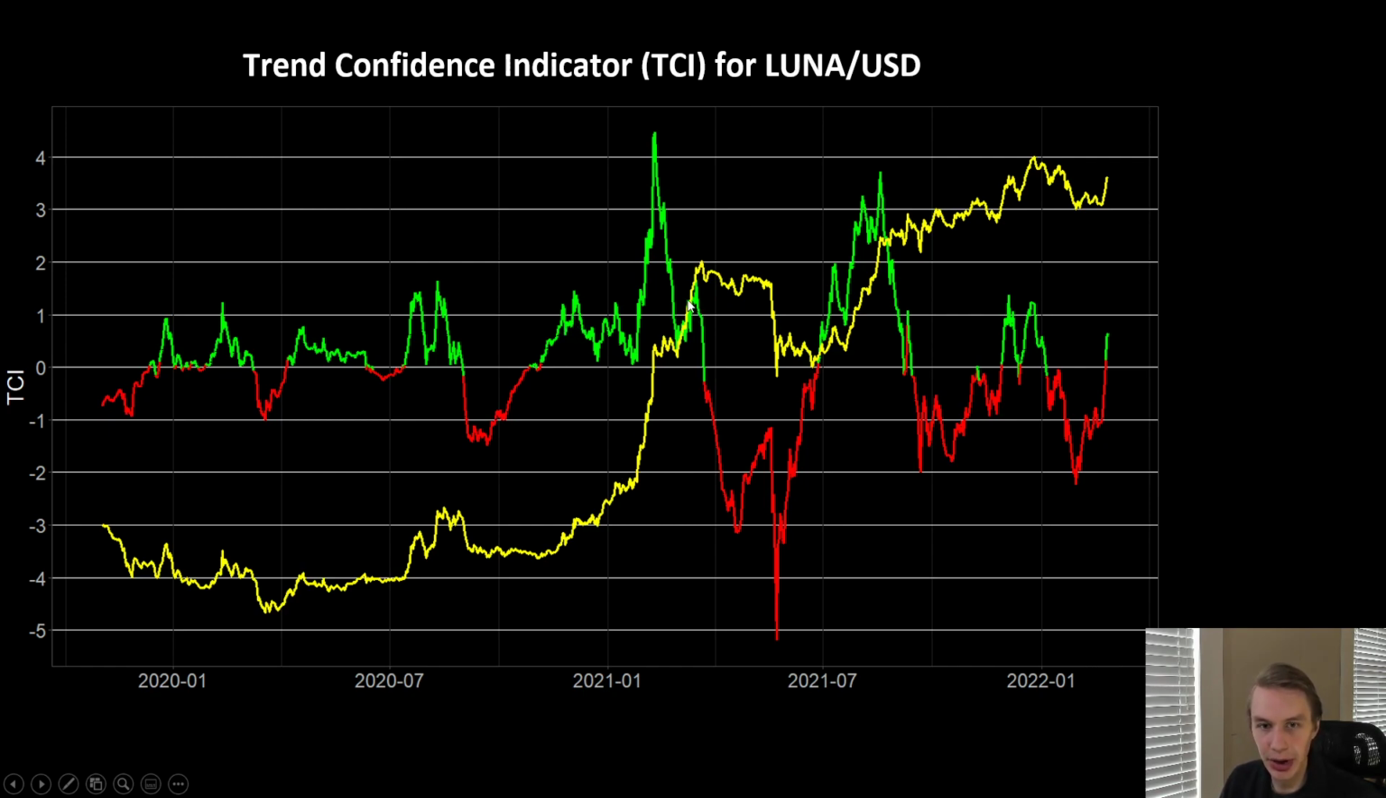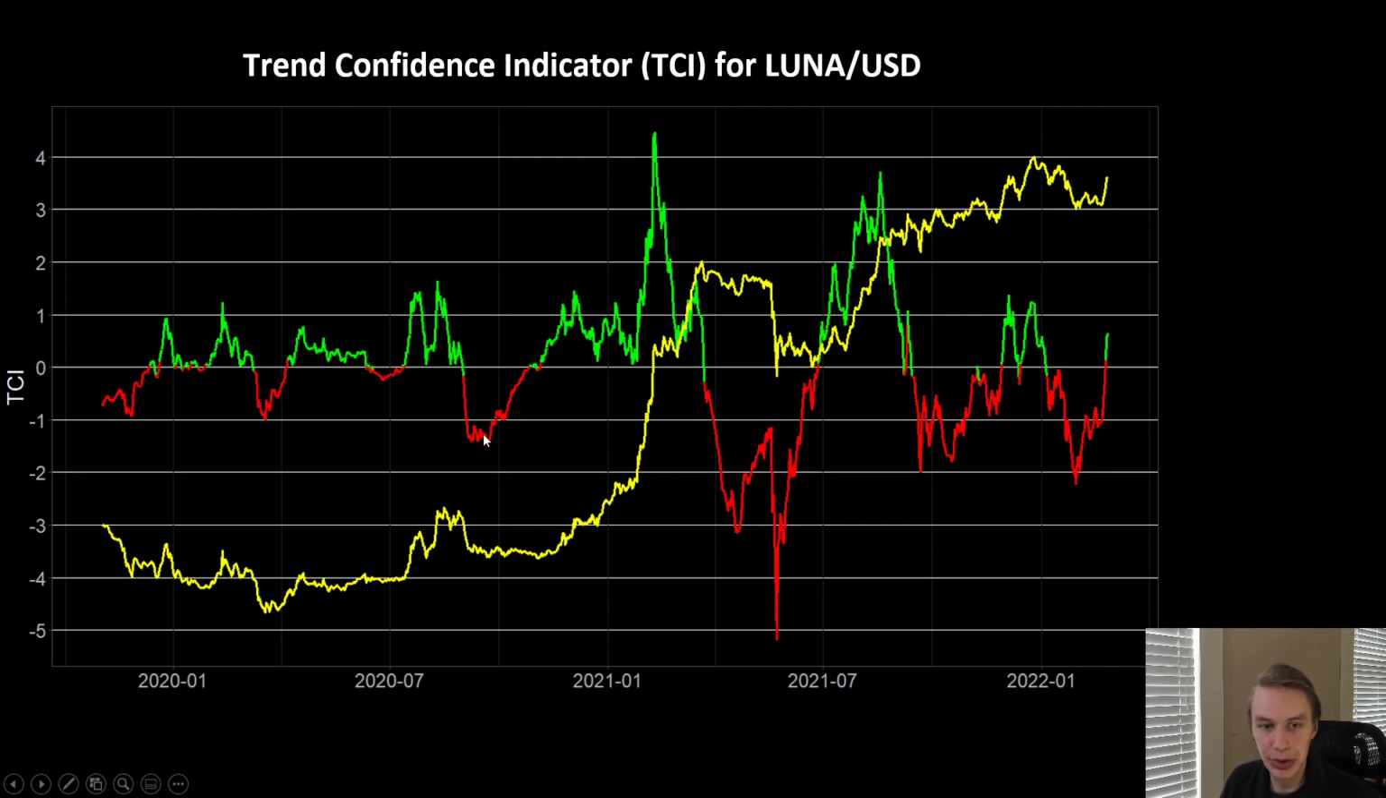If you're in an uptrend and then the TCI flips red, like here, for example, that might suggest that the uptrend is over and that some downside is likely to follow. So that's essentially how you can read this. So green, anything above 0, is kind of bullish. Red, anything below 0, is kind of bearish.